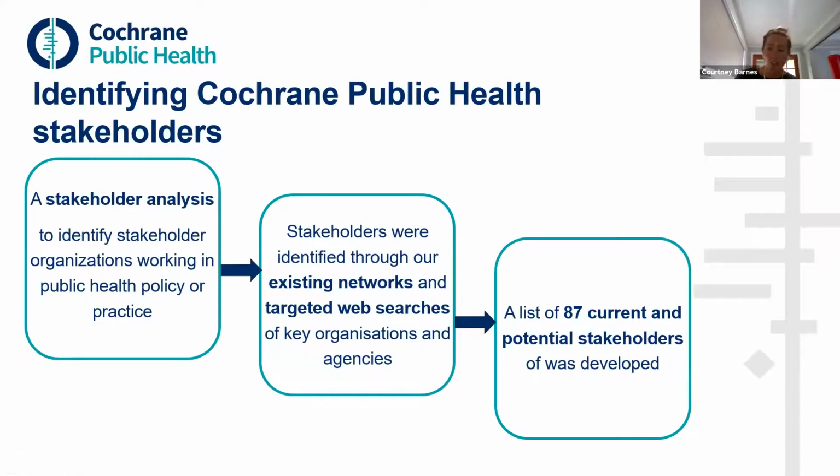So a stakeholder analysis was conducted to identify CPH stakeholder organisations working in public health policy or practice. So these included the potential funders of the reviews, policy and guideline developers, organisations working in low and middle income countries, or public health organisations with regional or global reach. Stakeholder organisations were initially identified through our CPH existing networks and targeted web searches of key organisations and agencies. From this, a list of 87 current and potential stakeholders of CPH was developed.